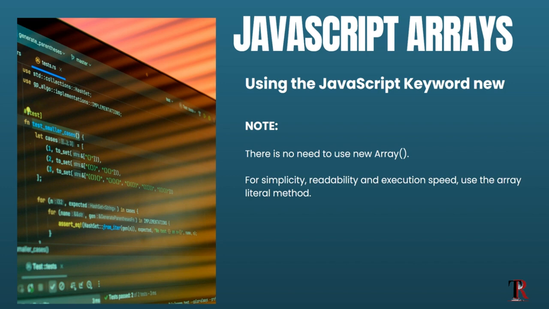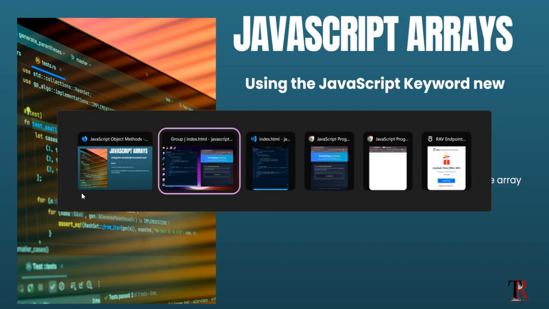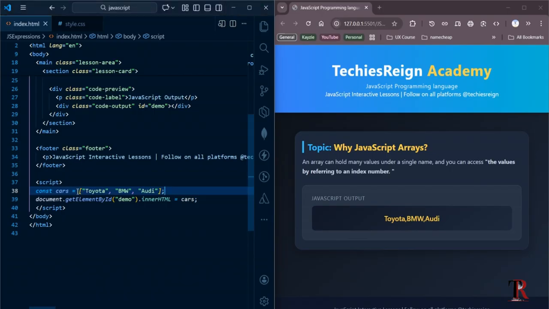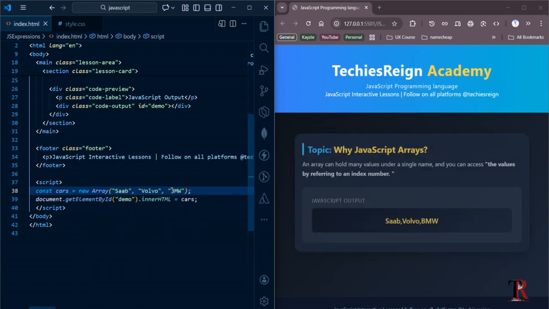But the JavaScript keyword new can also be used when creating an array. For example, it looks like this when you want to make use of that new keyword. So I'll take this out. Let's say we want to still create a car as an example of the array. So we do it this way: new Array. Then I can assign elements to it. And let's take a look.